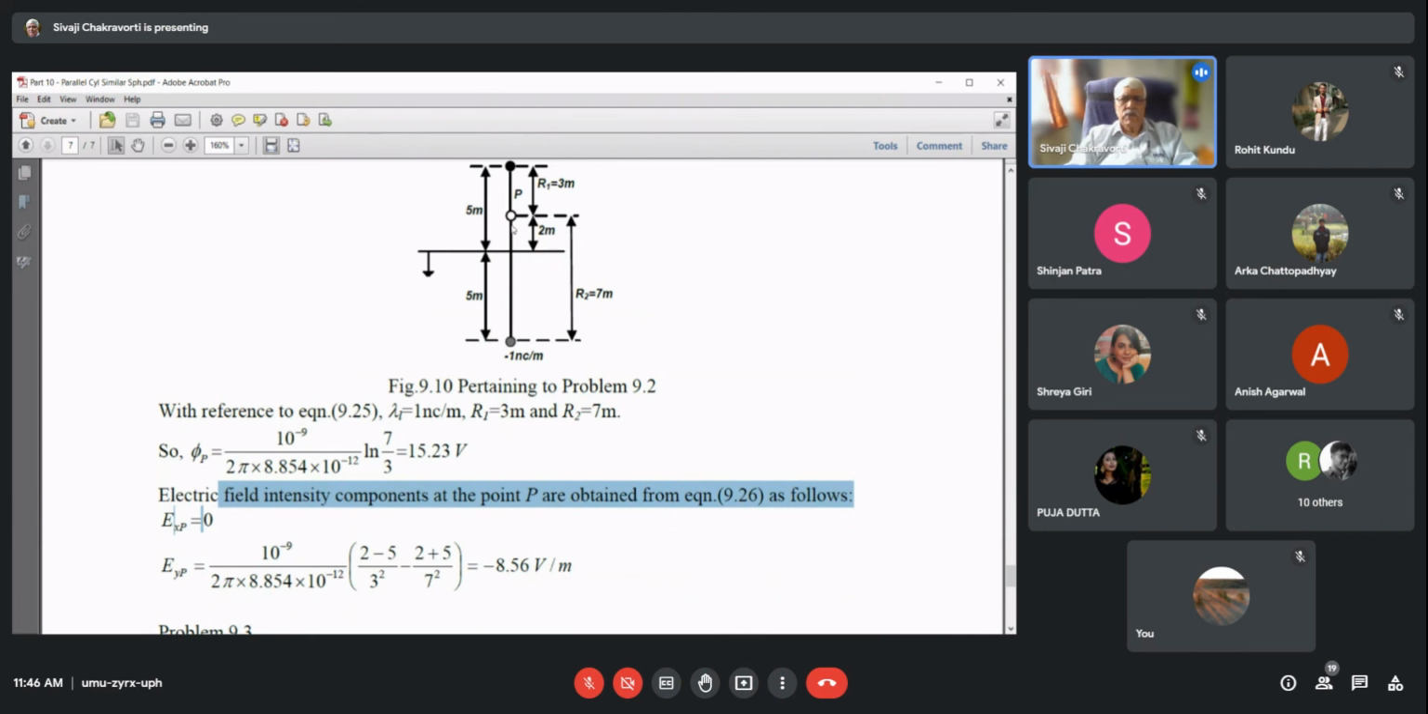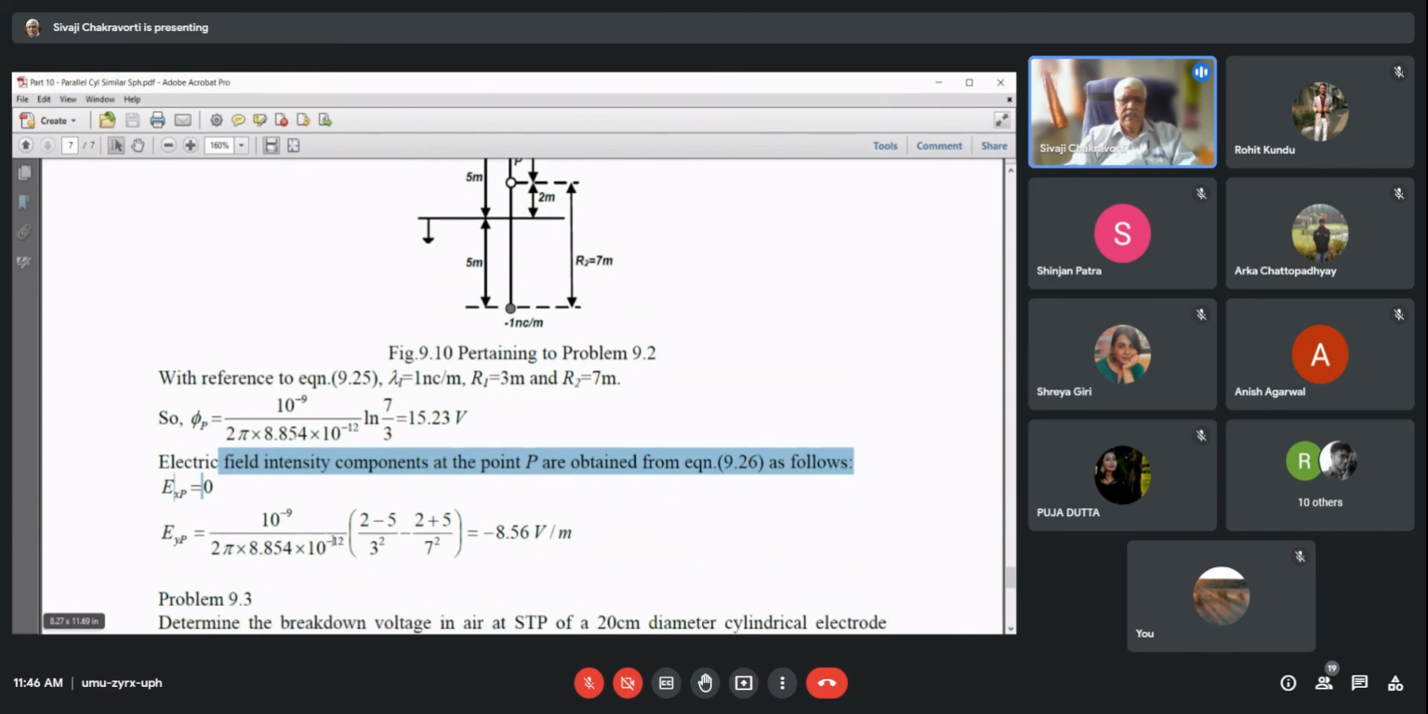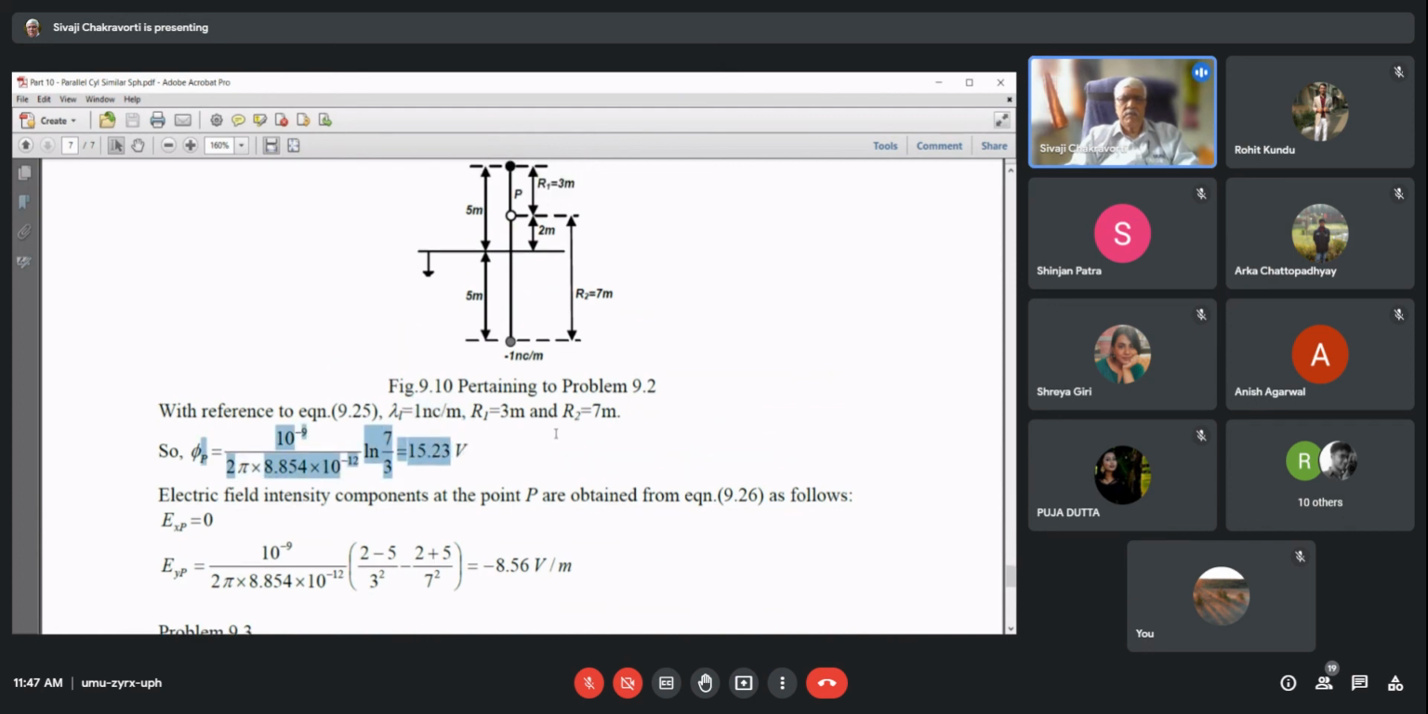But the vertical component, that is the y component, will of course be there, and we can find that it is minus 8.56 volts per meter. Now, this 1 nanocoulomb per meter is not known exactly, but even for this very low charge density, you can see there is a 15-volt potential on the head of that particular person. And 15 volts is not a small value.